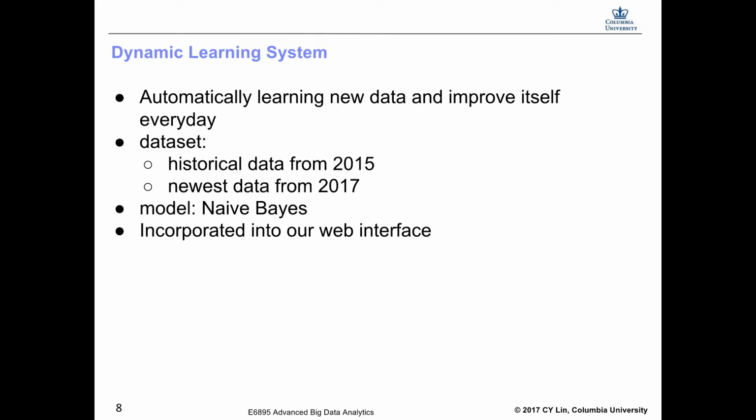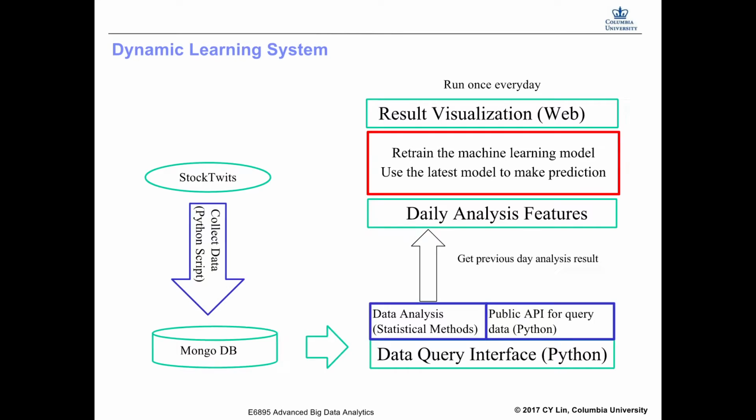So every single day, the dynamic system gets the data from StockTwits and incorporates it with the historical data from 2015. The model we used is naive-Bayes because, based on the testing, it gives us a better result. We also incorporate our dynamic system into our web interface so users can see real-time predictions every single day.